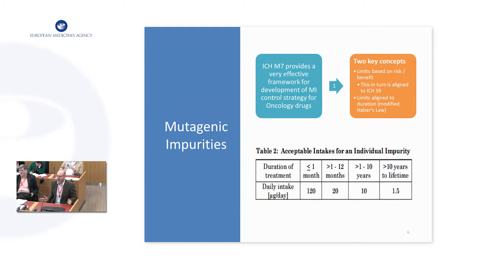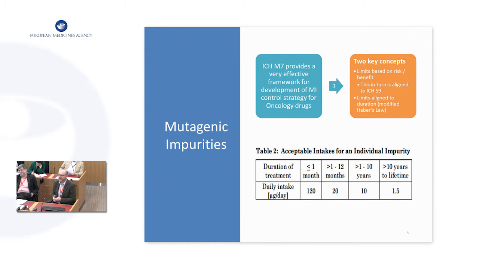So that's what I would call normal impurities or non-mutagenic impurities. But if we now move to the circumstances around mutagenic impurities, this is an example where we have a very, very effective framework already existing within the guideline. ICH M7 provides a very, very effective framework for the development and control of mutagenic impurities for an oncology drug. And there are two key concepts that are built into the guideline which we can take advantage of.